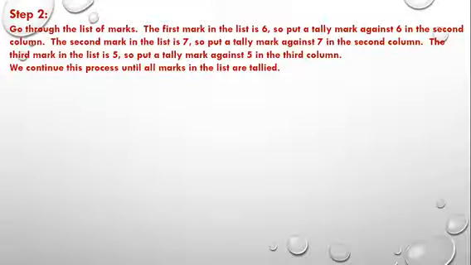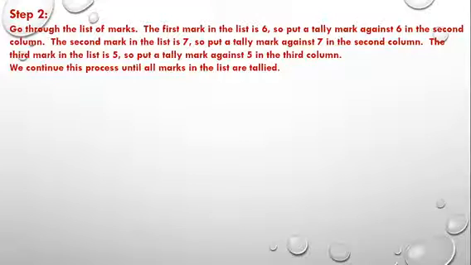So the first mark in the list, for example, is 6. So what we do is that we put a tally mark in front of 6. Okay, so now we have listed 4, 5, 6, 7, 8, 9, 10. And then we go through the list of marks for all the students in the class. And you can see that the first mark here is 6.